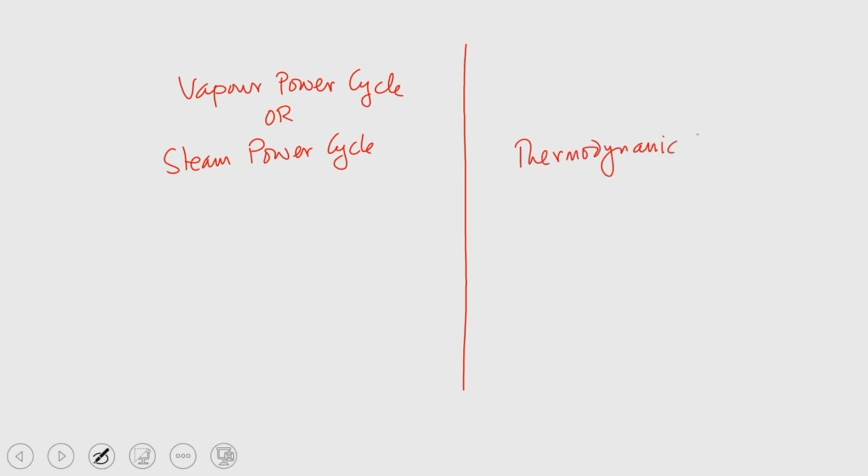Thermodynamic cycles are closed cycles. What do you mean by that? That means the working substance undergoes a series of processes and is brought back to the initial state. Let me go to the previous slide.